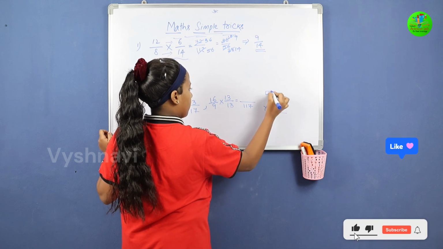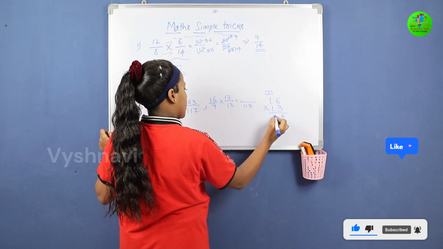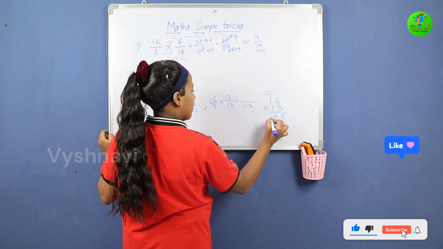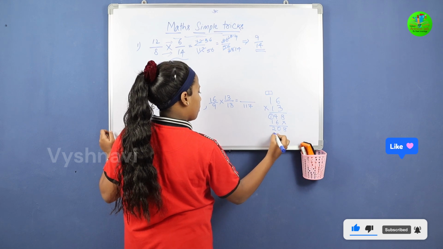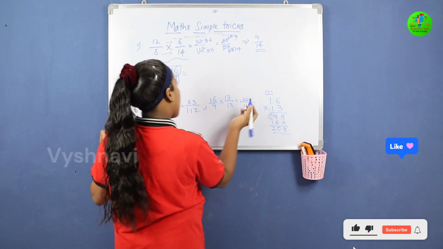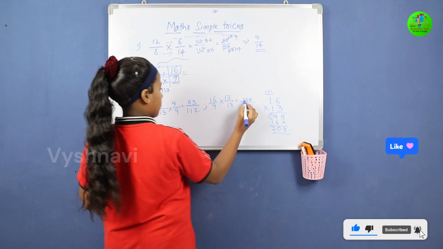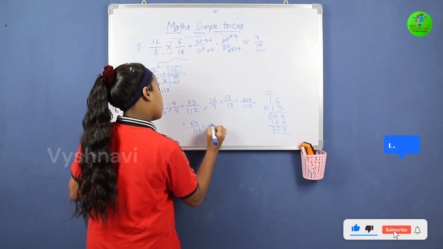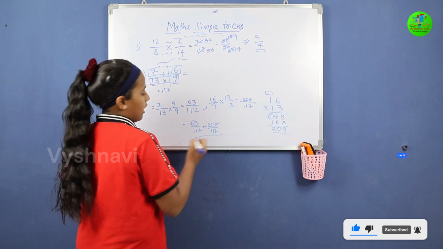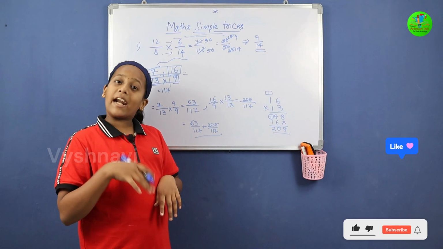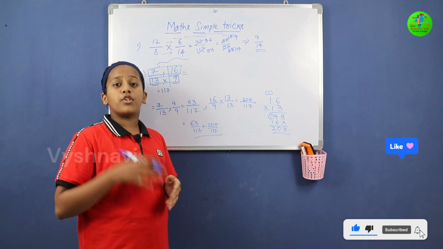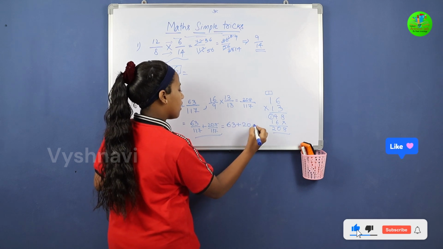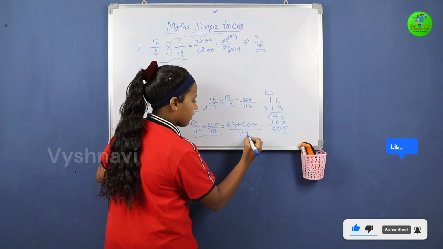We will do 16 into 13. 3 6s are 18. 3 1s are 3 plus 1, 4. 1 6s are 6. 1 1s are 1. 208. And we should add these two numerators. It is equal to 63 by 117 plus 208 by 117. When the denominators are the same, we can add the numerators. But with different denominators we should do the LCM. It is equal to 63 plus 208 by 117.